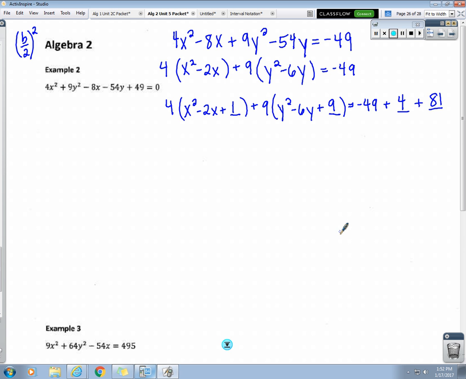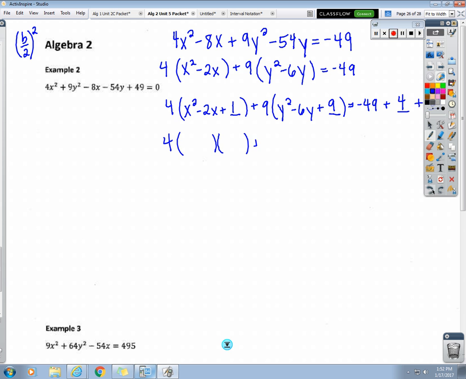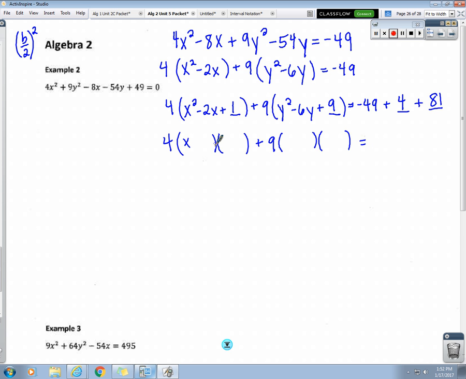Okay, so now we're going to bubble method each trinomial by looking for the two numbers that multiply to get the last number and add to get the middle number. And then on the right side, we're just going to total those up. So x and x, what numbers multiply to 1 and add to negative 2? Negative 1 and negative 1. Okay, because if you want them to add up to a negative 2, they both got to be negative. And then what numbers multiply to 9 and add to negative 6? Y minus 3 and y minus 3. And then on the right side, what do those total up to be? 36.